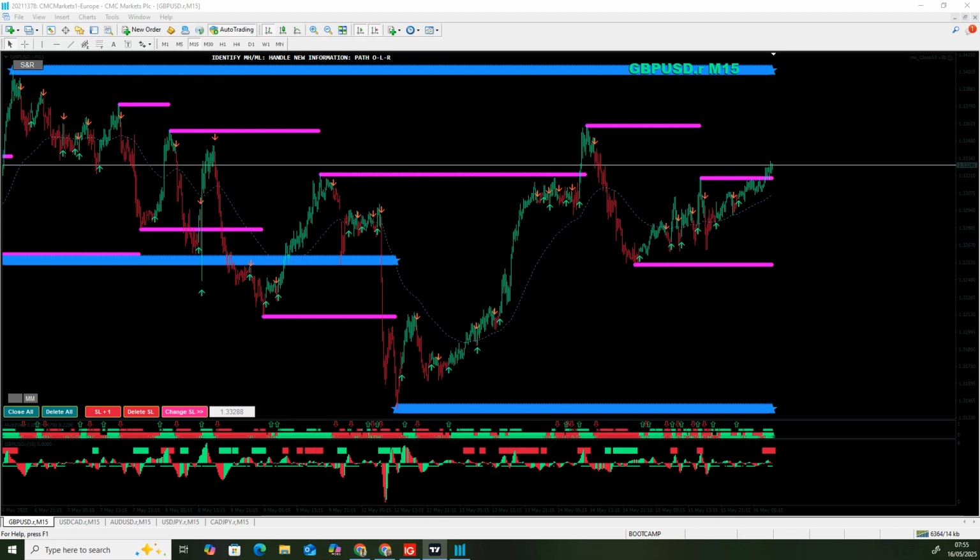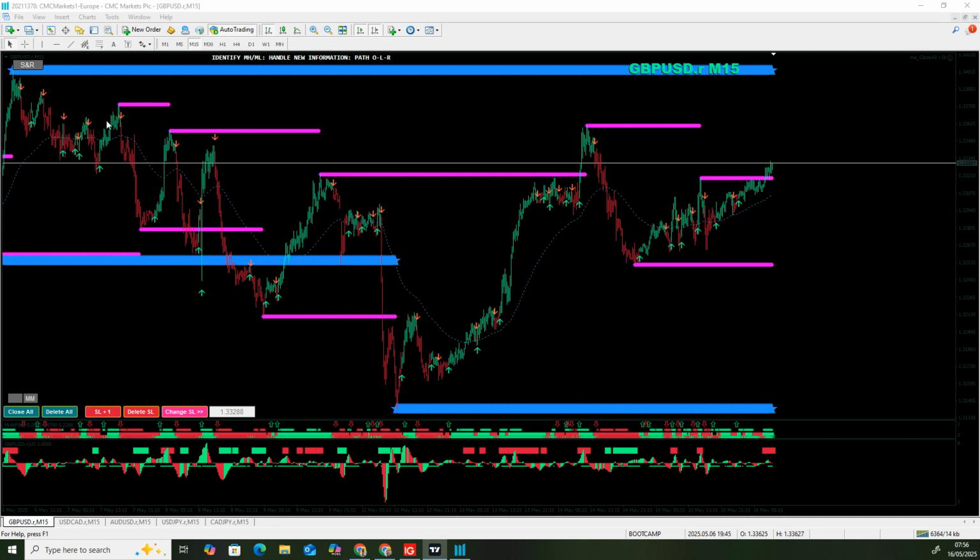So today I'm going to be looking at the major pairs just for us to see what is the state of play and which direction or immediate direction we should be looking at trading during the London session today and the New York session later.